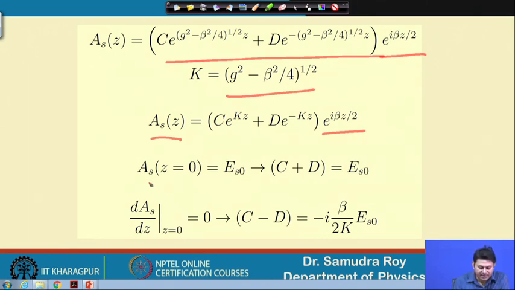So, the boundary condition is that when As at z equal to 0 is 0, if you remember the figure, we should have a small amplitude of signal. So, this small amplitude we say E_s0. So, E_s0 is C plus D. If A_s0 is E_s0, then C plus D will be E_s0. If I put the boundary condition, then z equal to 0 becomes C, z equal to 0 becomes D. So, C plus D will be E_s0. This is the first boundary condition.